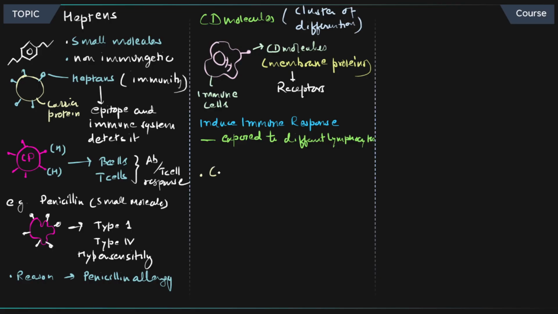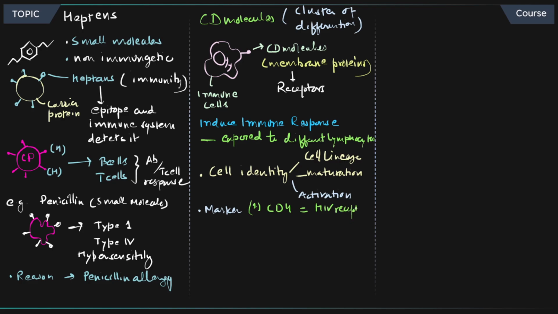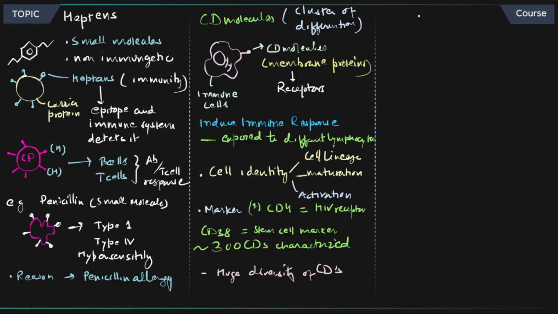These CD molecules are also important for cell identity, that is, what kind of cell lineage we have, whether it is a T cell or B cell, what stage of maturation the cells are in, and whether they are activated or not. This is determined by these CD receptors. Very important. They can be markers of those stages. CD4 is the receptor that the HIV binds to. Next, CD38, a stem cell marker. You have approximately 300 characterized CD receptors in the human body, so huge diversity is present, and many are still unknown.